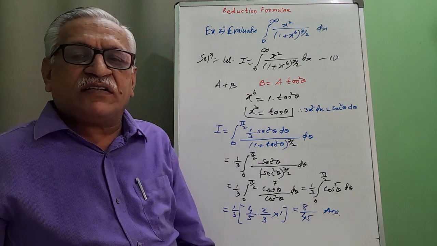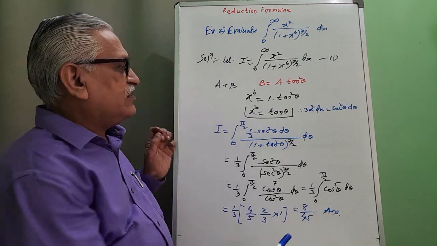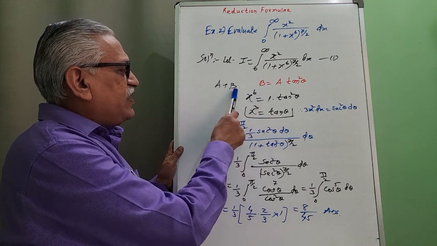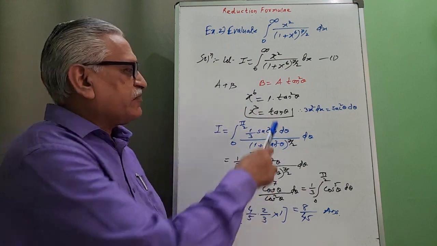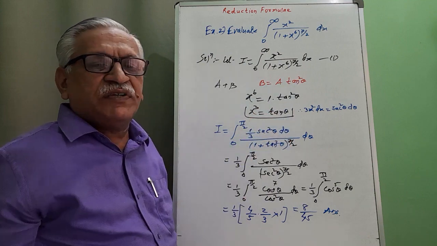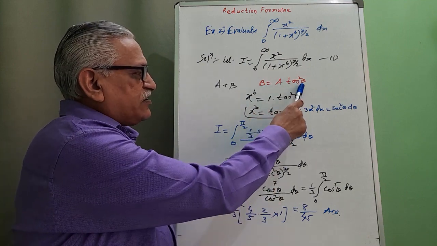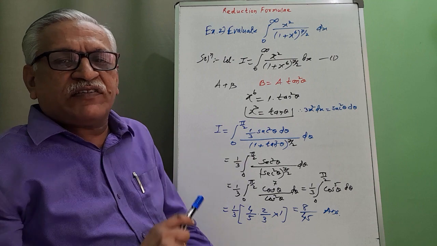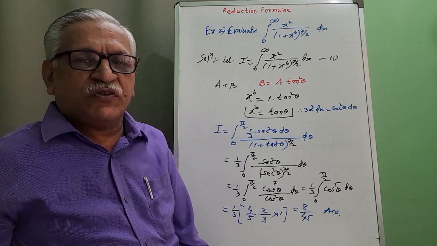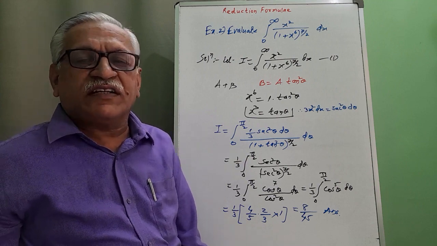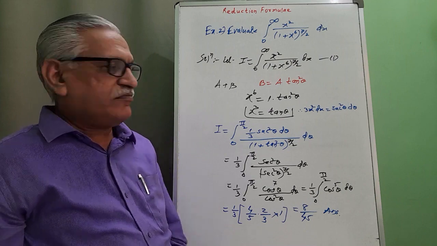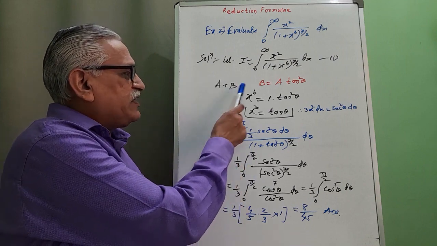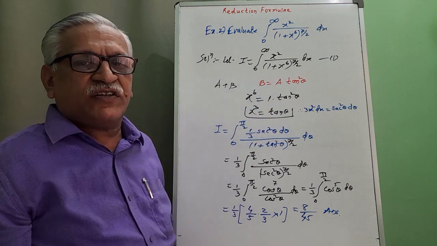As the value of that integral. Remember this step. Whenever we have a binomial expression in the form of a plus b, then we have to use the substitution b is equal to a tan square theta. Therefore, in the previous one I used b is equal to a sin square theta, as it contained a minus b type of binomial expression. And for a plus b, it is b is equal to a tan square theta.